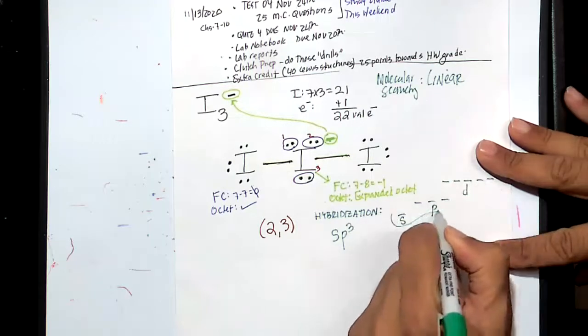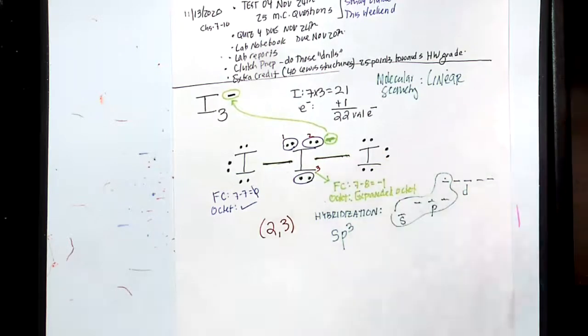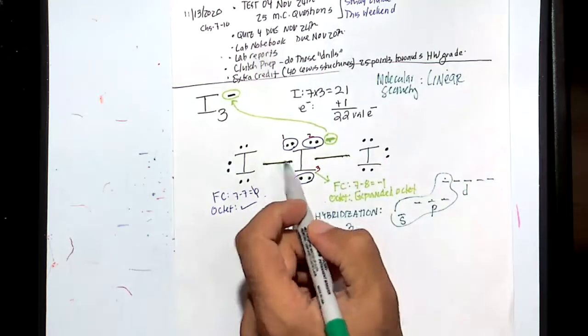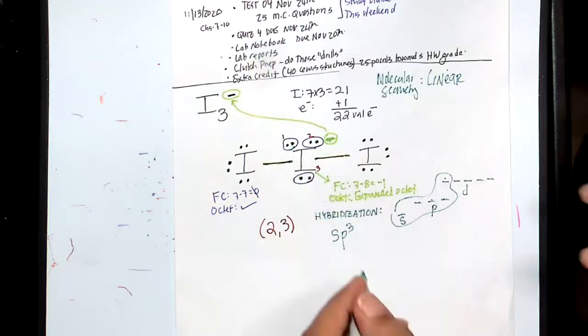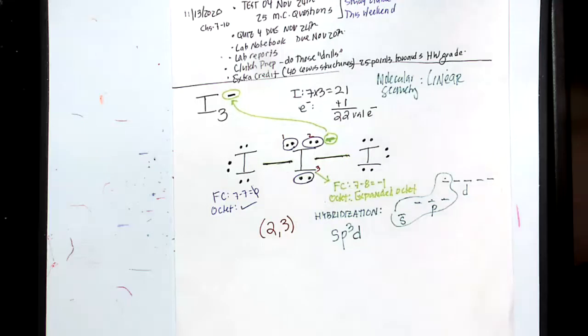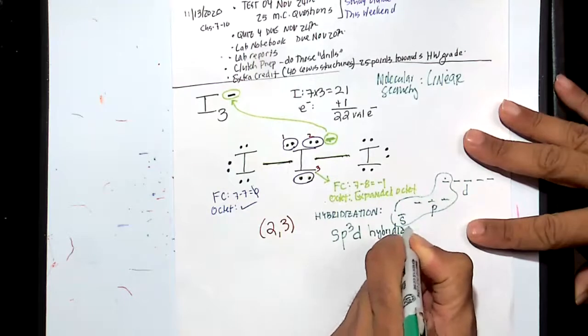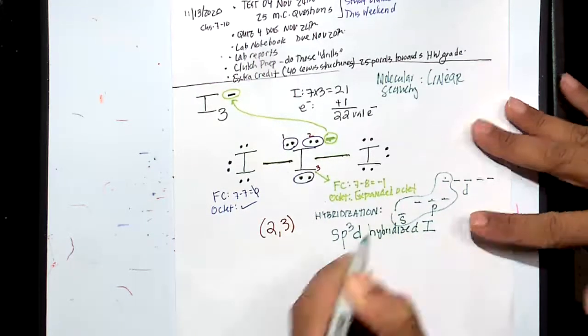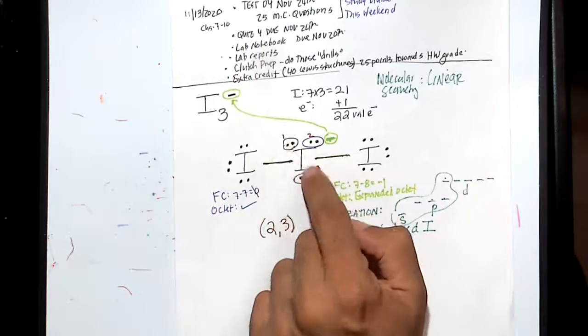Okay, so sp3d. 1, 2, 3, 4, 5. That's how I will get my 5 bonds. 2 of them are single, and then 3 of them are lone pairs. So this is an sp3d hybridized iodine. Let's see if we can make this here. So we have 5. 1, 2, 3, 4, 5.